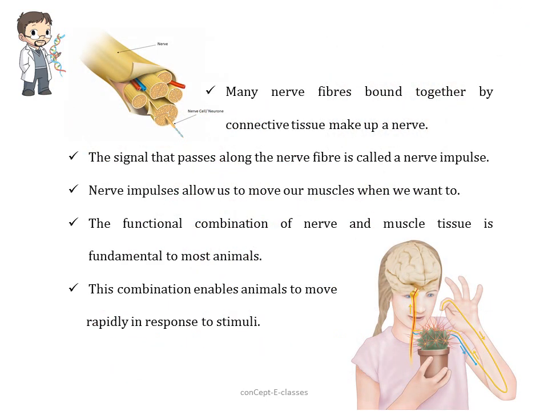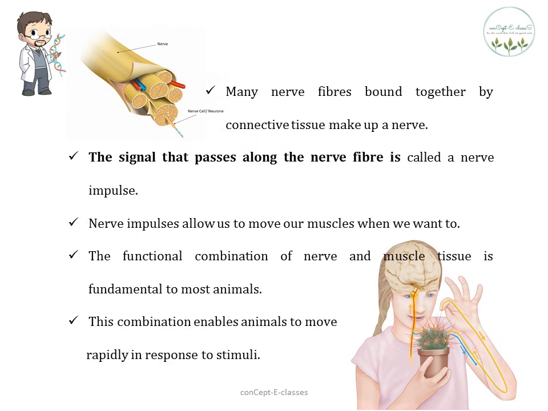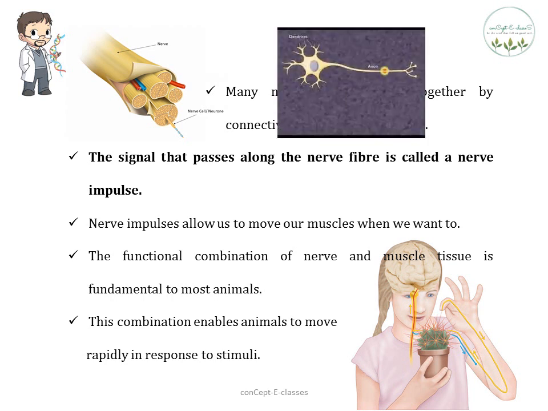Now, many nerve fibers are bound together by connective tissue, making up a nerve like this. Now the signal that passes along the nerve fiber is called the nerve impulse. Nerve impulses allow us to move our muscles when we need to. For example, when you touch a stone, our hands will suddenly move away, right? So nerve impulses allow us to move when such cases arise.